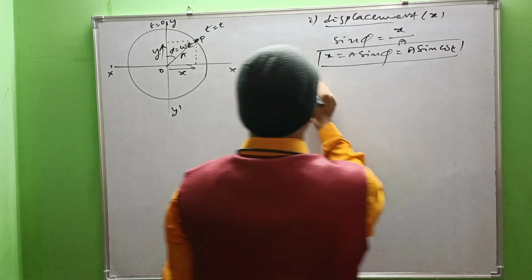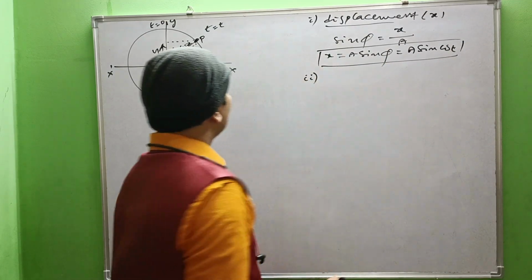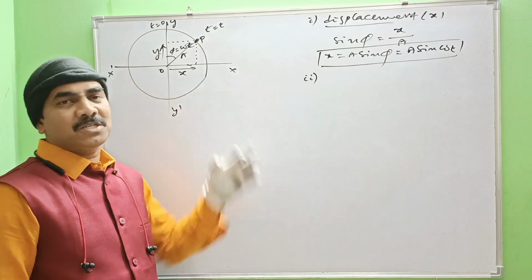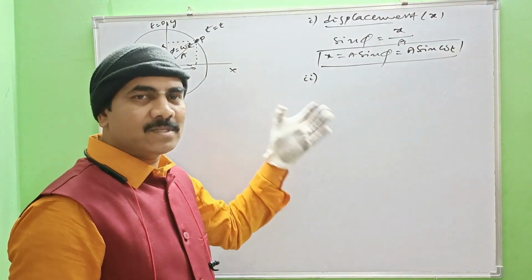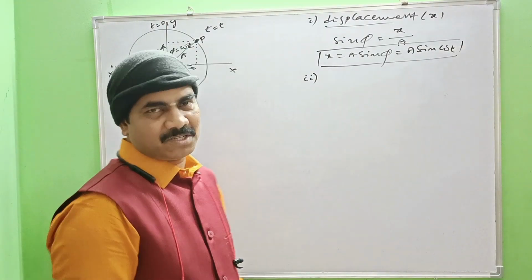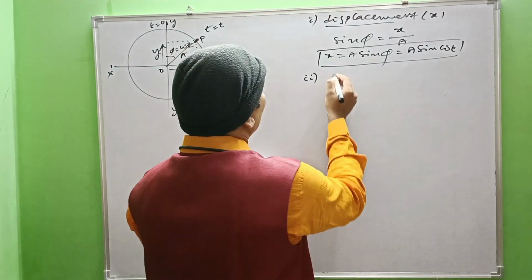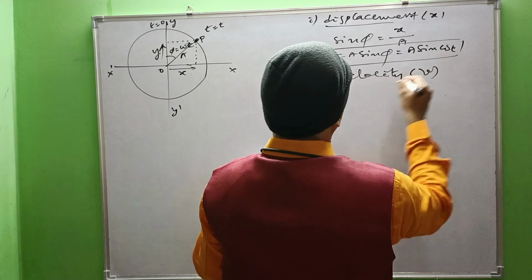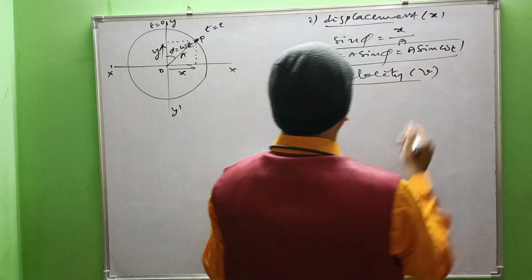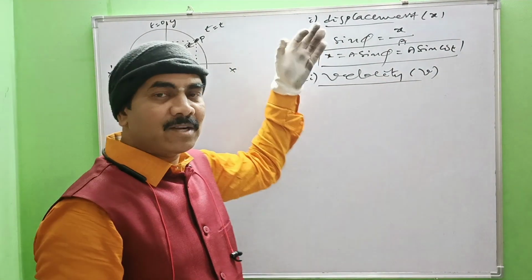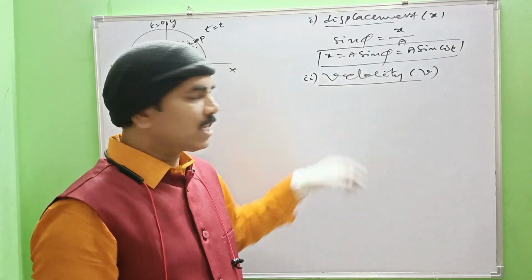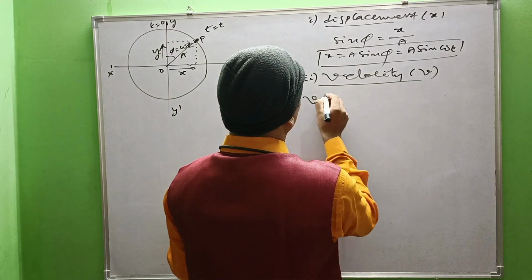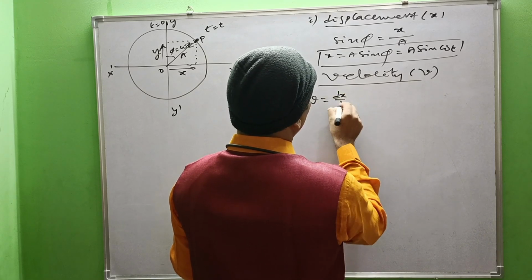Now coming to velocity here. What is the velocity acquired by the particle on reaching this position? Of course, it is under uniform circular motion, which implies that speed is constant. Now what is the velocity v? How will you get velocity here? On differentiating x with respect to time, the rate of change of position with respect to time is velocity. That is v equal to dx by dt.